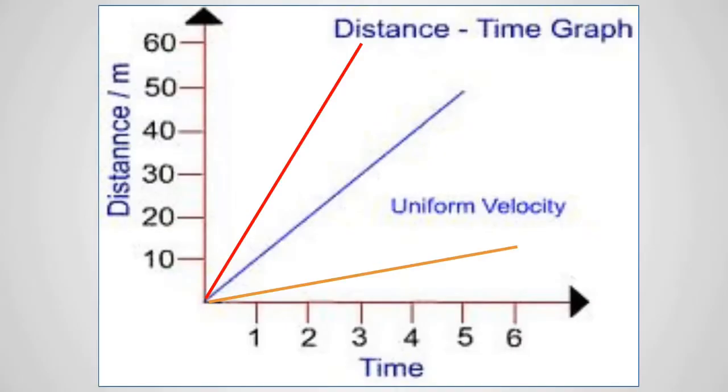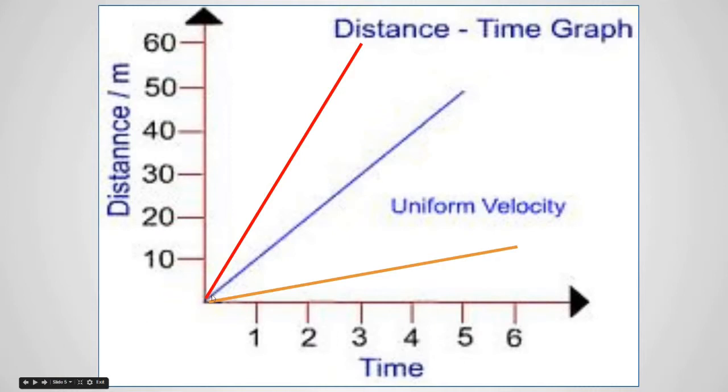Now we're going to look at some distance and time graphs. So on the y-axis, we have the distance in meters. On the x-axis, we have the time in seconds. So, can you tell me which one of these lines is the fastest moving object? If you said the red line, you would be correct, because it covers the greatest distance at about 60 meters in the shortest amount of time, about 3 seconds.